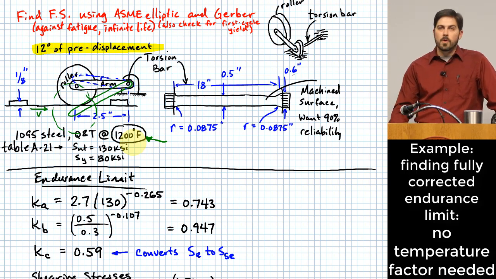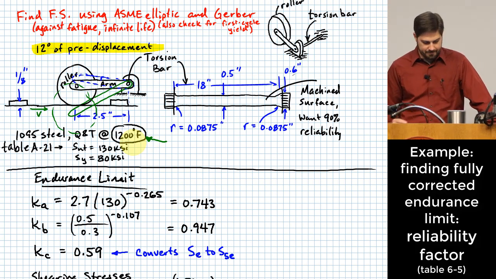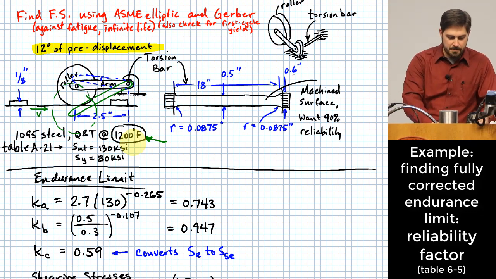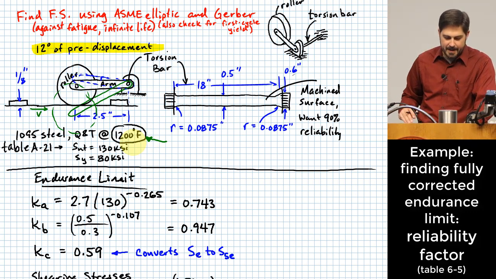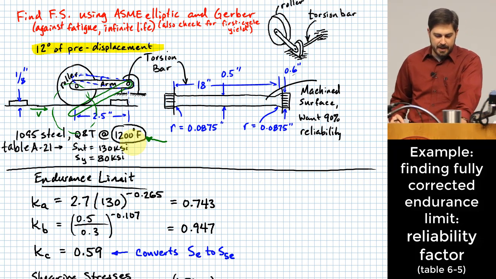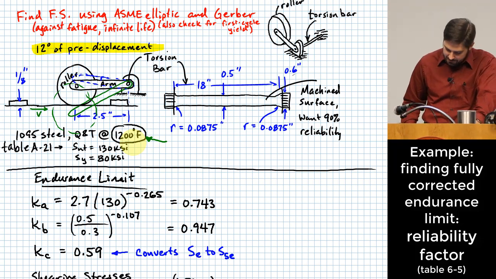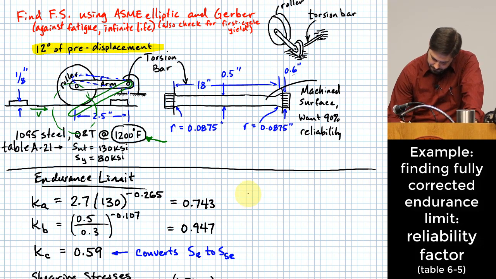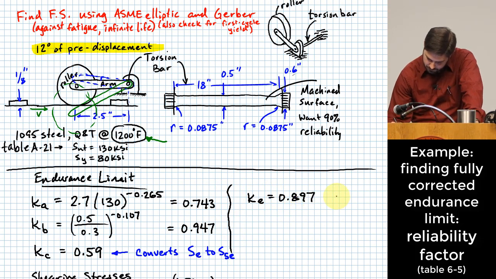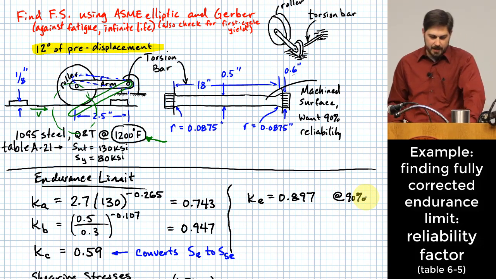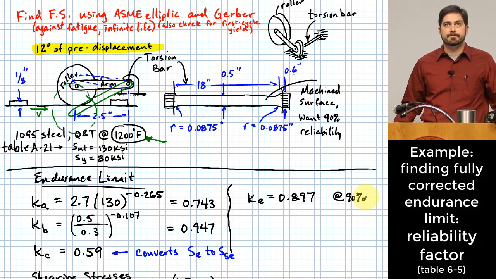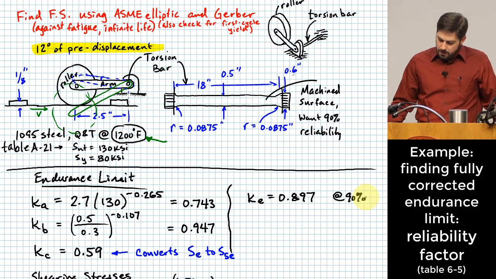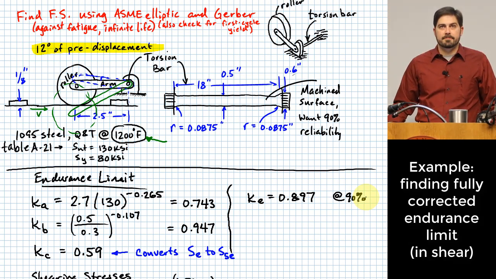All right, so then what? K sub E. K sub E is the reliability factor. At 90% reliability, K sub E is 0.897, and that's just looked up out of table 6.5. All right, those are all of our Marin factors.